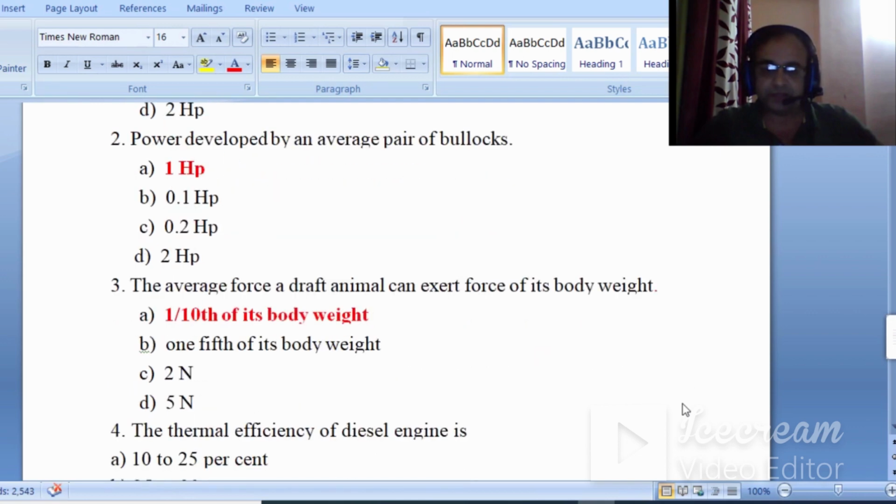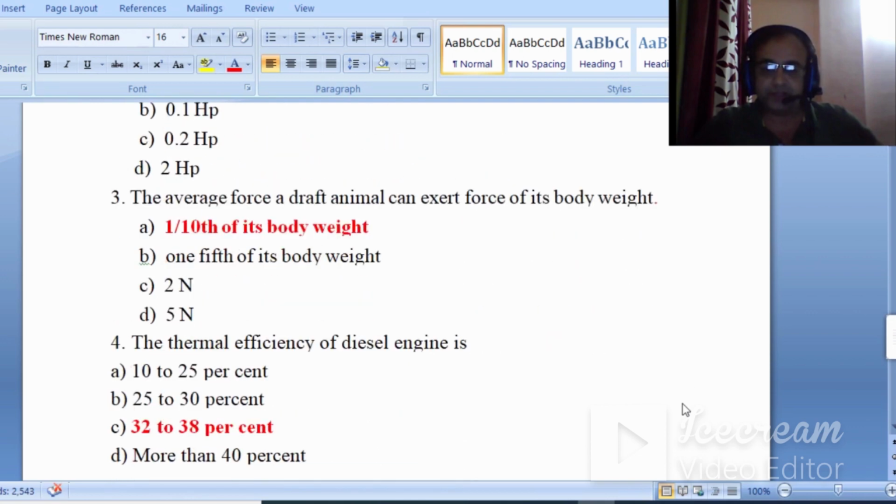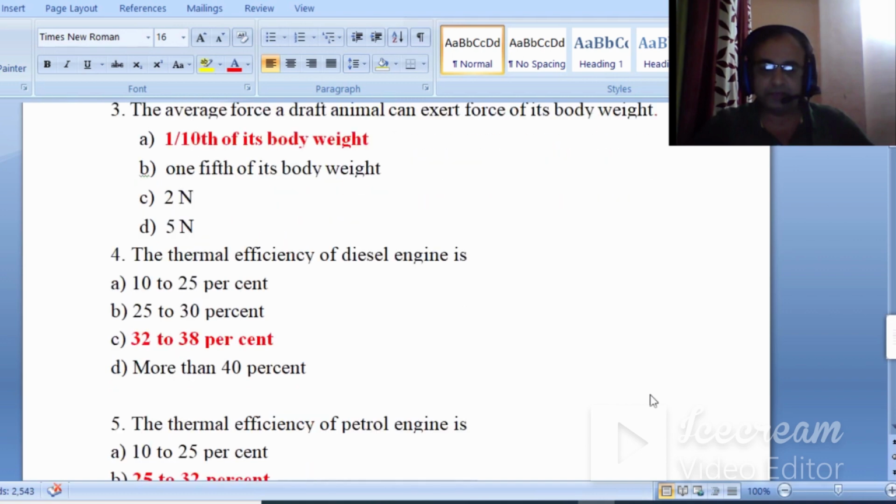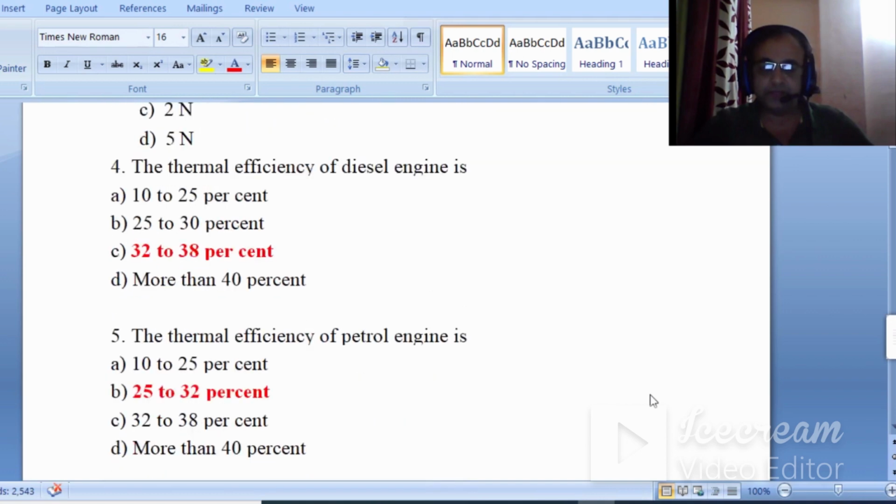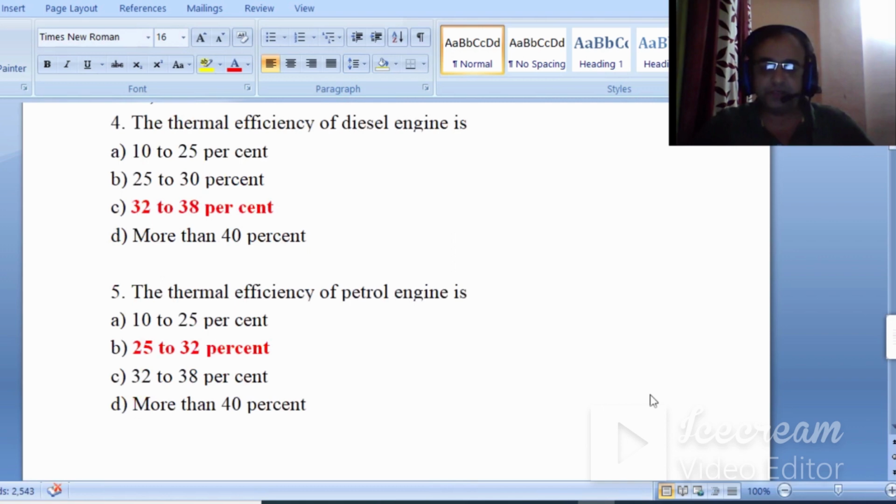Then the next objective is thermal efficiency of diesel engine is about 30 to 38%. This is the correct answer. There are other options also, but you should remember that 30 to 38% is the correct answer. Then the next one is thermal efficiency of petrol engine is 25 to 32%.